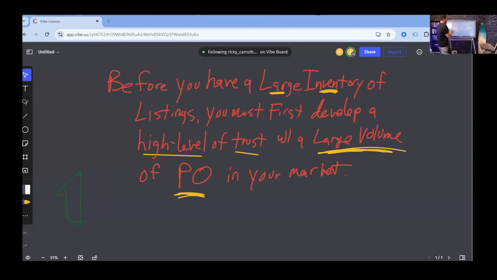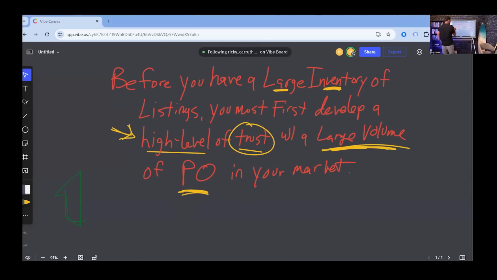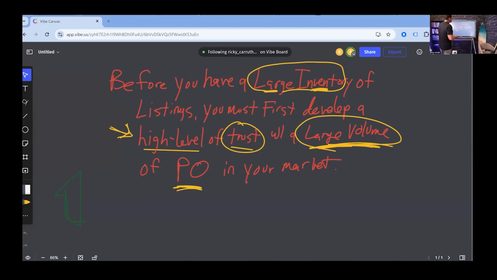There's a lot going on here because there's a lot of questions, okay? Like how do you develop a high level of trust? How do you get one person to trust you? Because there's trust and there's a high level of trust. So how do you develop a high level of trust with just one person, not to mention a large enough volume to create a large inventory of active listings? Okay. There's a lot going on here, so this is something that we'll continue to break down through the series.